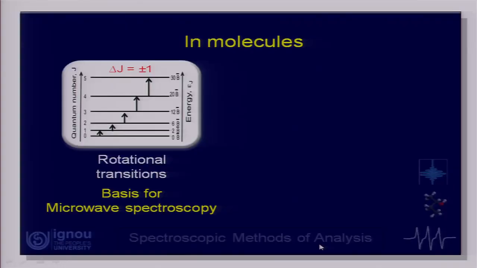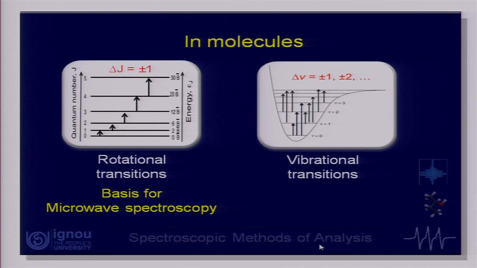If we go further, another possibility is, if I give radiation of appropriate energy, there can be transitions from a given vibration energy level to higher vibration energy levels. This forms the basis for our IR spectroscopy. This again we will discuss in much detail later on. This is one method by itself, and we will discuss it at great length.